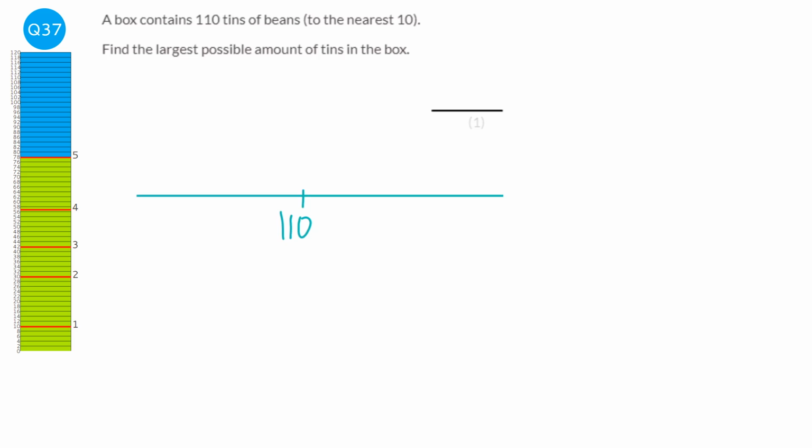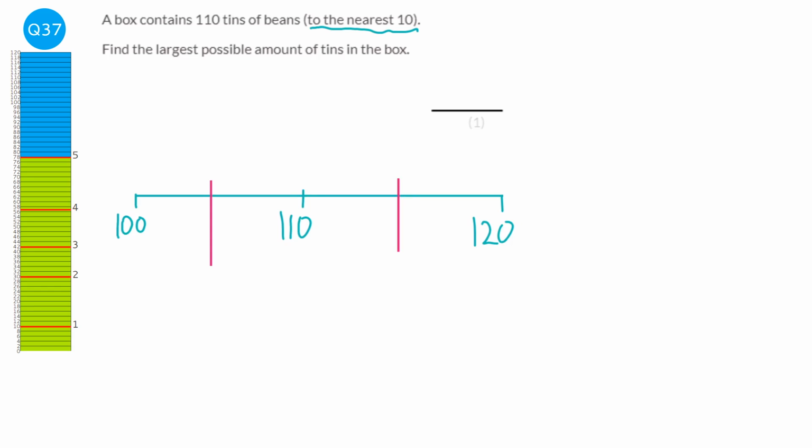Now I'm going to label the next one down and the next one up. It says to the nearest 10, so the next one down would be 100, and the next one up would be 120. Now we're interested in the cutoff, and the cutoff point is between the two numbers. Okay, so that's the cutoff point. If it goes above that cutoff point, it would have rounded to the next number up. So if the number was here, it would round to 120.